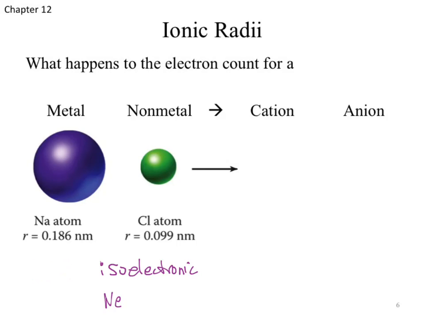Let's go ahead and just do the mathematics on this. Smaller than neon. Okay, and that's because sodium ion has more positive charge to hold the same number of electrons. The electrons get pulled a little bit tighter. Okay. What happens to our chloride?